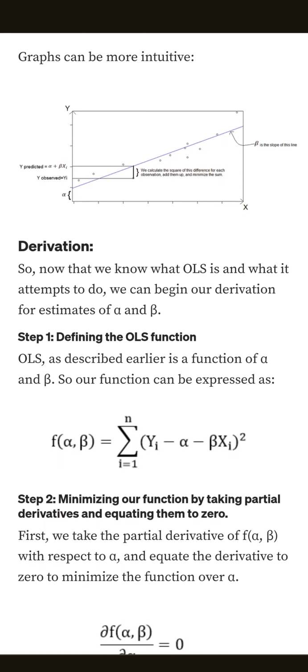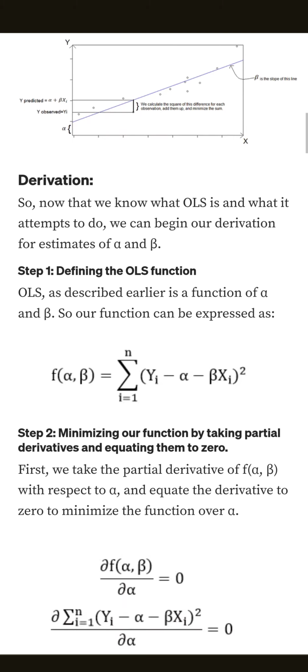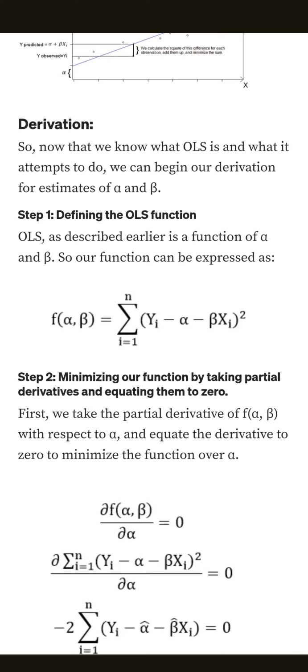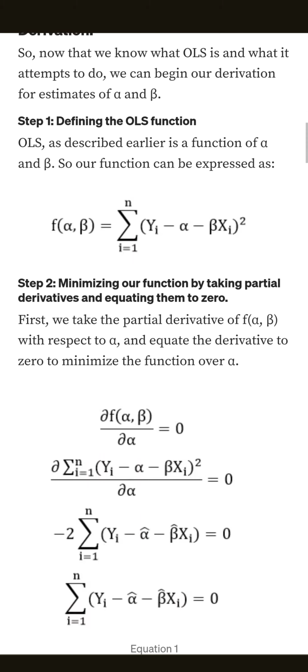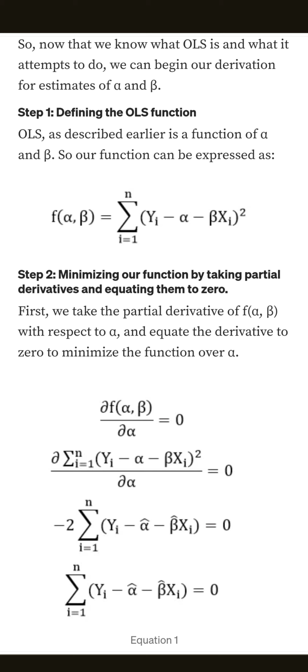Derivation. Now we know what ordinary least squares is and what it attempts to do. We can begin our derivation for estimates of alpha and beta. Step 1, defining the ordinary least squares function. Ordinary least squares, as described earlier, is a function of alpha and beta. So our function can be expressed as f of alpha and beta equals the sum from i equals 1 to n of open parentheses big Y sub i minus alpha minus beta big X sub i close parentheses squared.